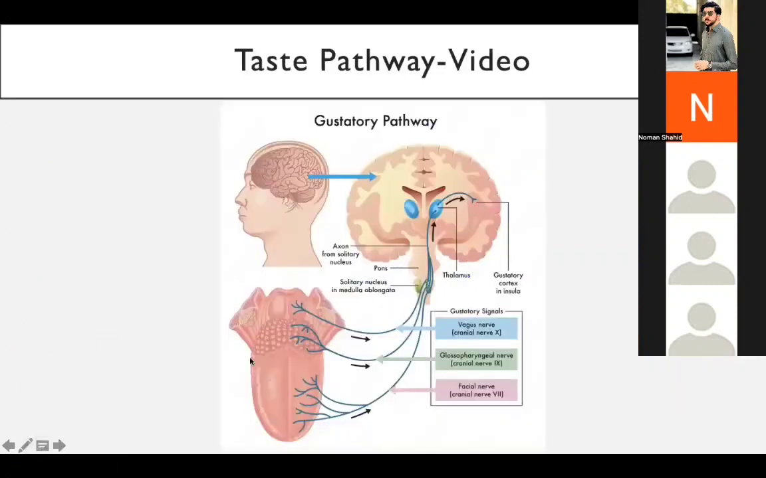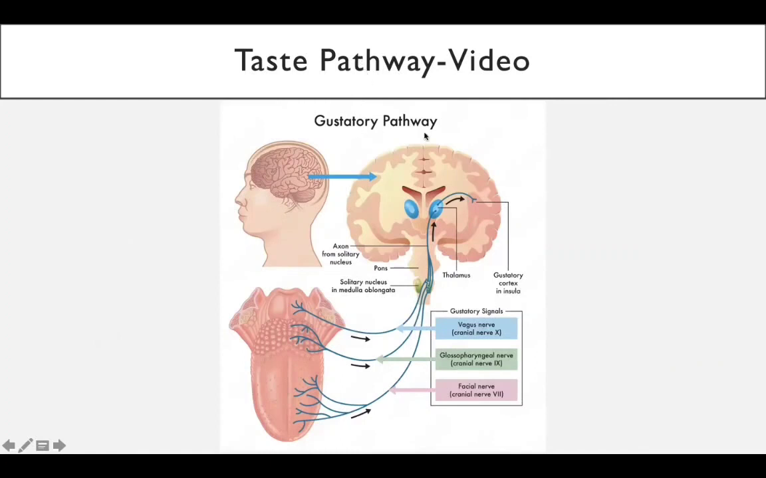Now after knowing the general and special sensations from the tongue, it's time to know the taste pathway or gustatory pathway, right? We already know the nerves: the facial nerve and trigeminal nerve. Why not the trigeminal nerve here? Why only the facial nerve here?